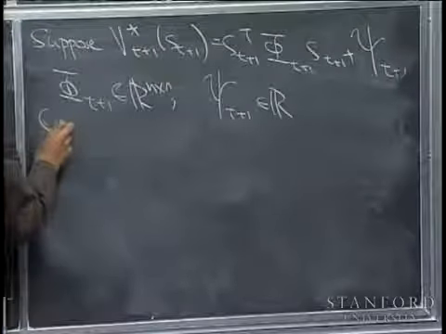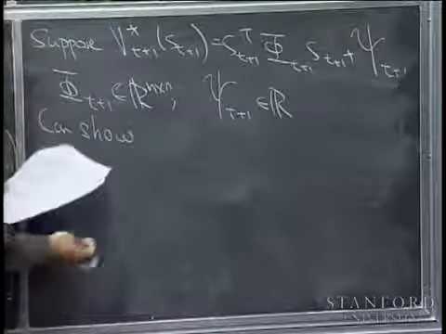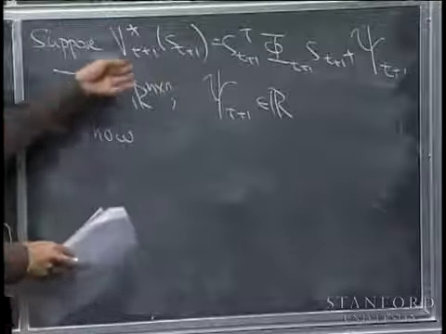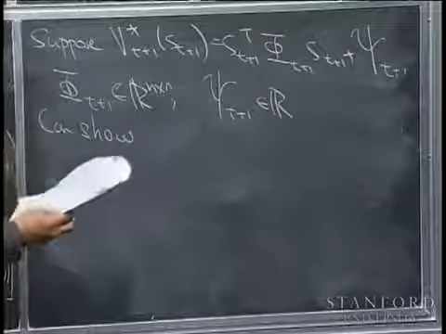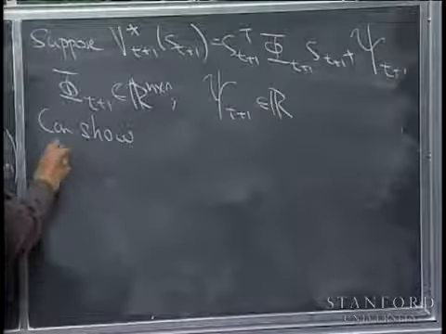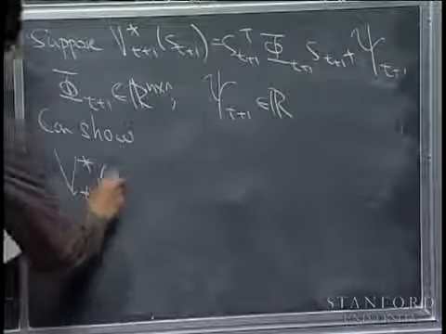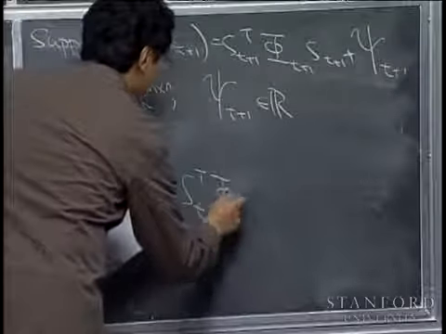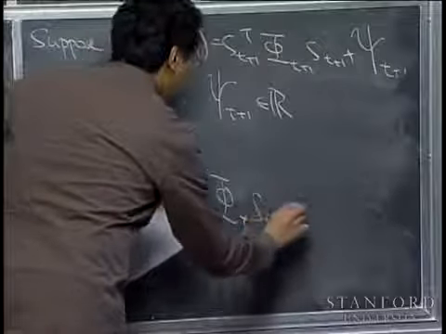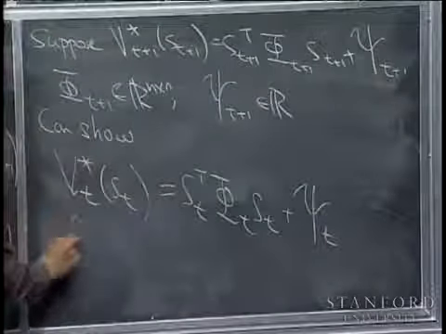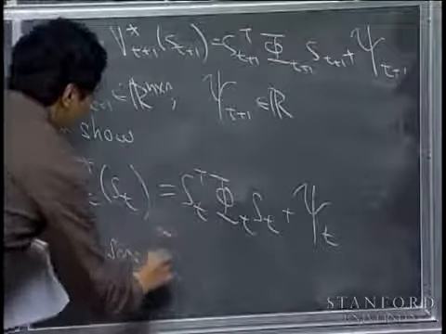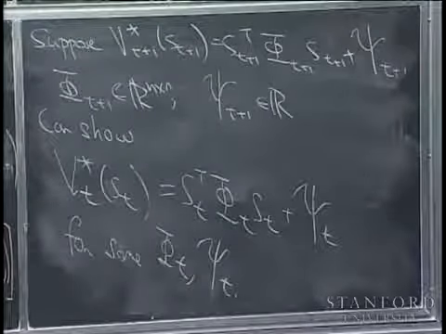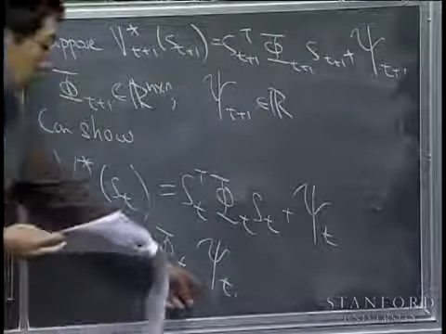We can then show that when you do one dynamic programming step, when you plug this definition of V star t plus 1 into that dynamic programming equation I had just now, you will get that V star t will also be a quadratic function of the same form, for some appropriate matrix Phi t and some appropriate real number Psi t.